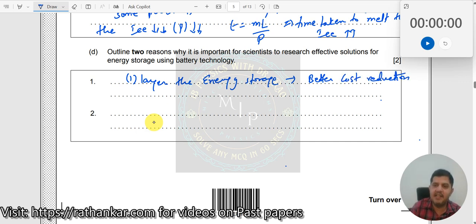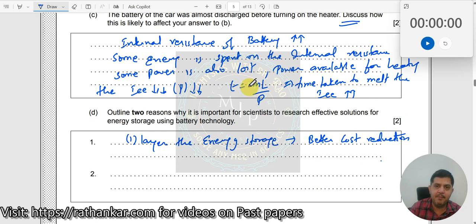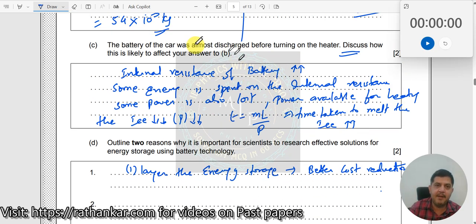How did I get this idea, if you ask me? In this problem, it said that the battery of the car was almost discharged. If it had a much larger storage, then automatically you can say that it would have taken more time to discharge. As a result, the internal resistance will not increase. When internal resistance does not increase, the time taken to melt the ice will also reduce. If it reduces, it means the cost for you is also reducing, right? Because time is money. So as a result, cost can reduce.